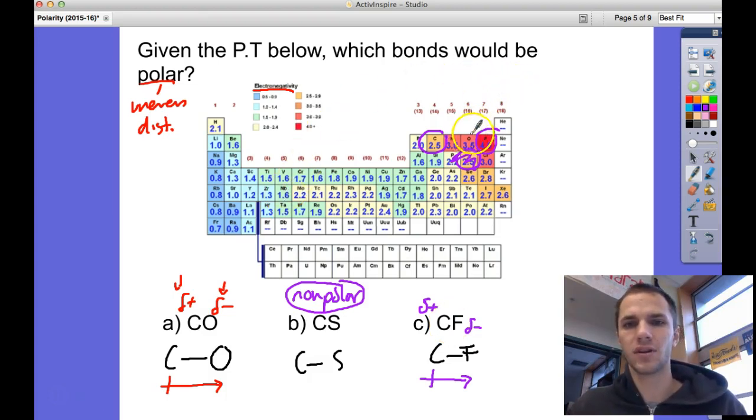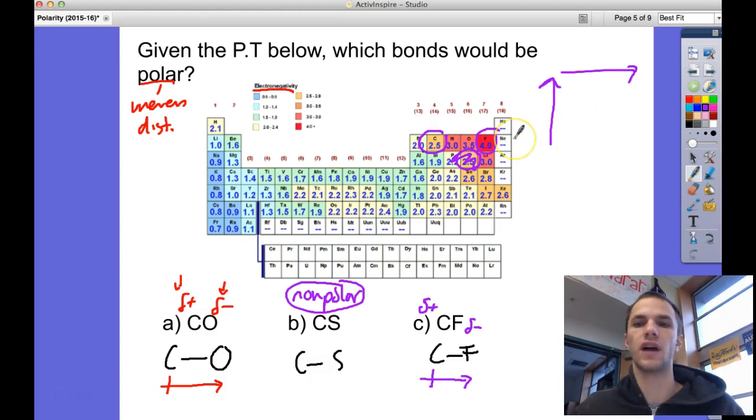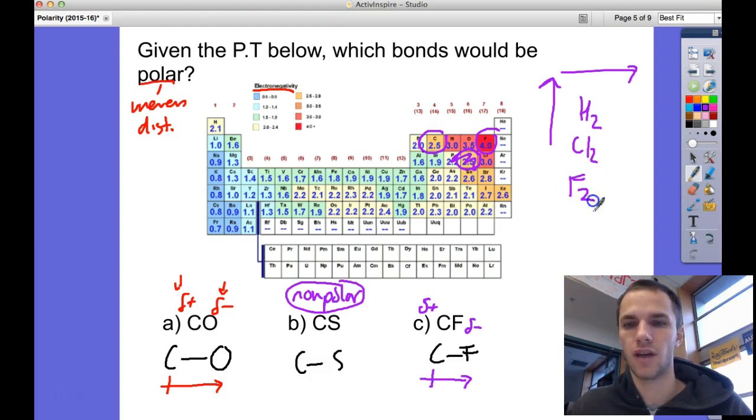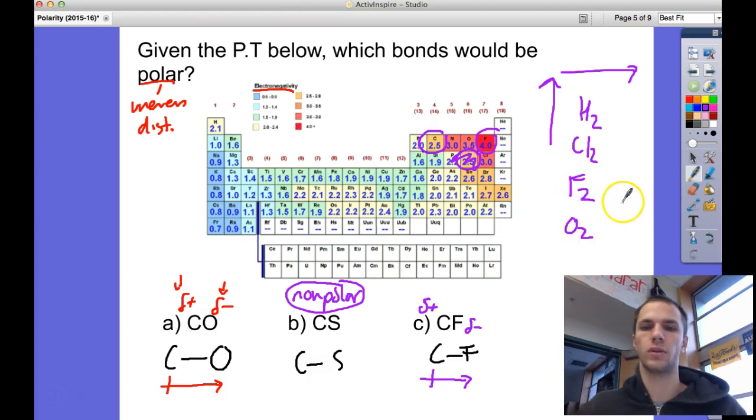What if I don't have this periodic table with the numbers? It doesn't matter, because you know the general trends going up and to the right, so we can figure out which element would be more electronegative. The only way to know for sure if they have the same electronegativity is if it's the same atom. So if you had H2, Cl2, F2, O2, those would all be nonpolar.